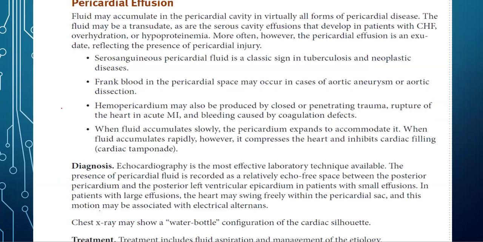Sometimes a patient can develop fluid accumulation around their pericardium, causing pericardial effusion. Just like pleural effusion, patients can have pericardial effusion as well. The fluid that develops around the heart can be transudative or exudative. Transudatives are common in heart failure. Serosanguinous pericardial fluid can be found in tuberculosis or neoplastic disease. Now, this is not important for the exam.